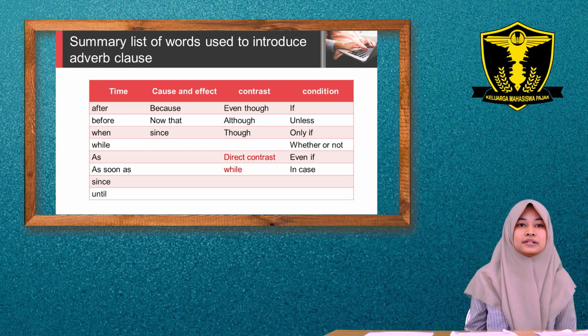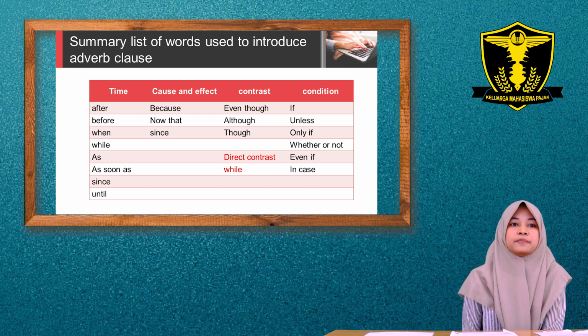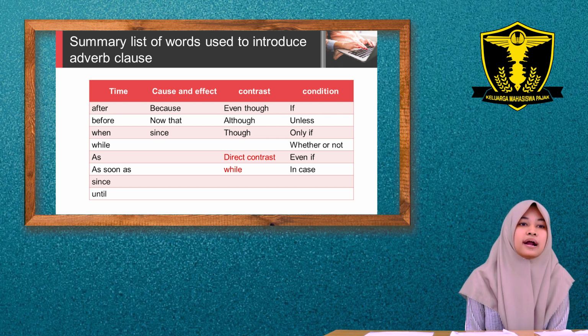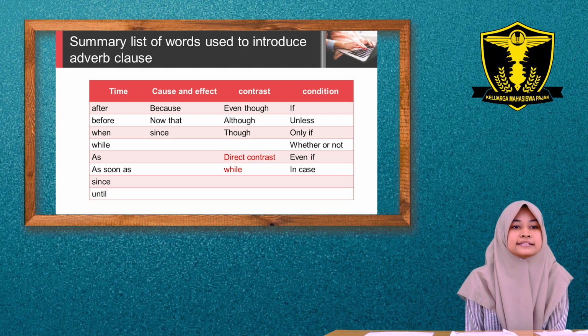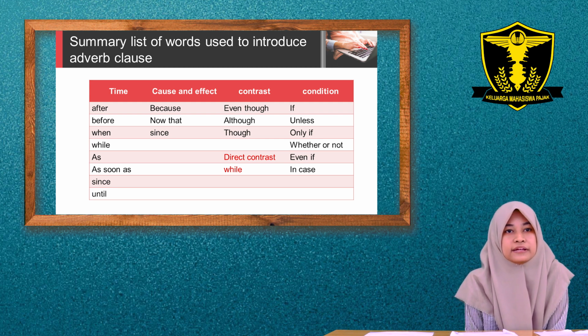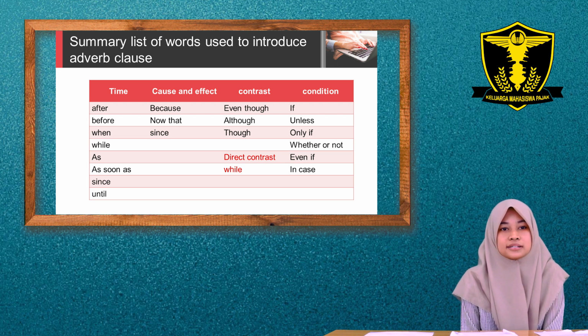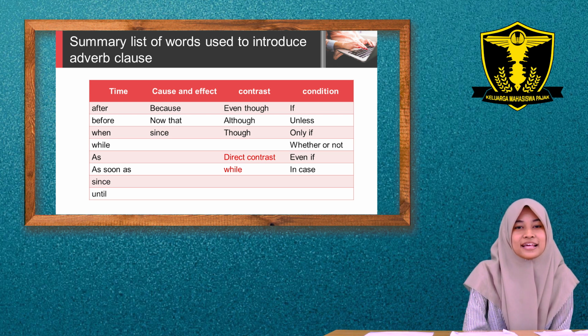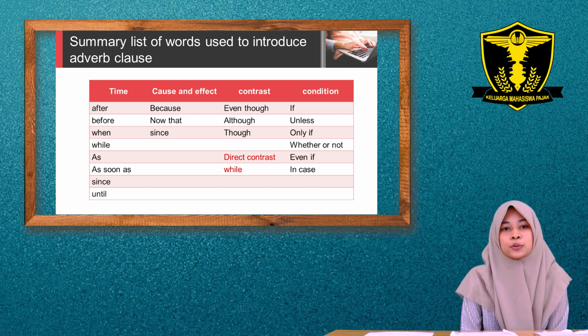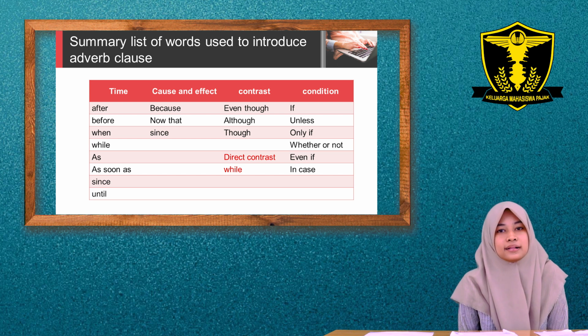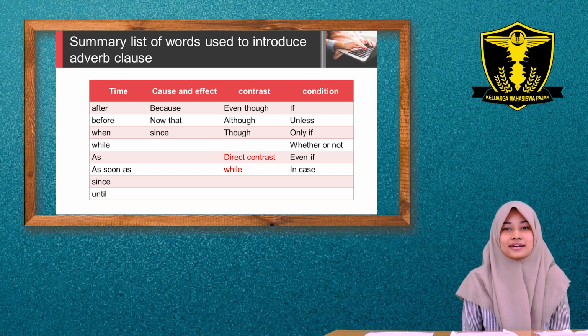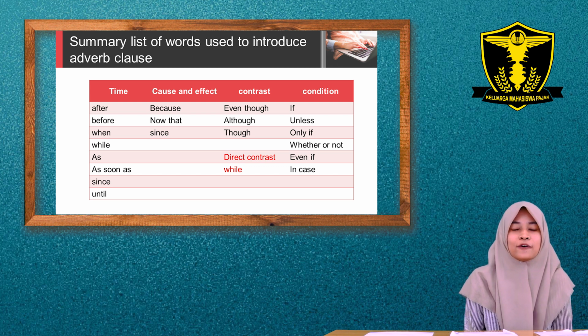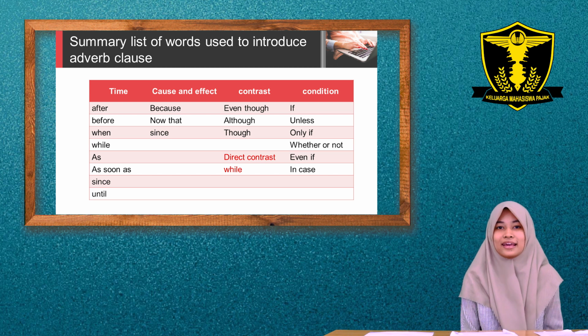And here is a summary of words used to introduce adverb clauses. First, for time, there are after, before, when, while, as soon as, since, and until. Second, for cause and effect, there are because, now that, and since. Next, for contrast, there are even though, although, and, for direct contrast, while. And the last is conditions. We can use if, unless, only if, whether or not, even if, and in case.